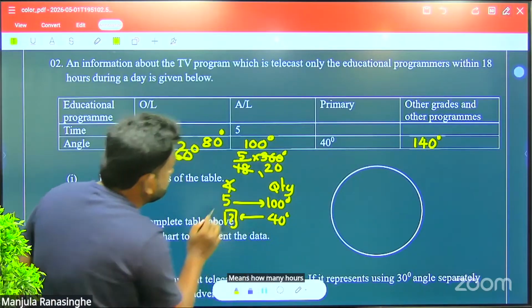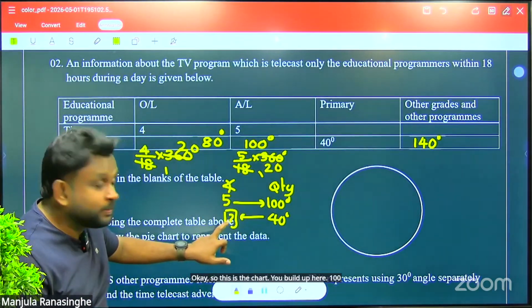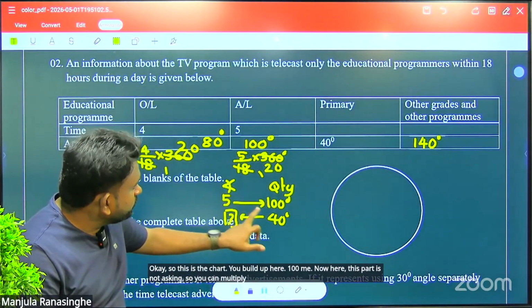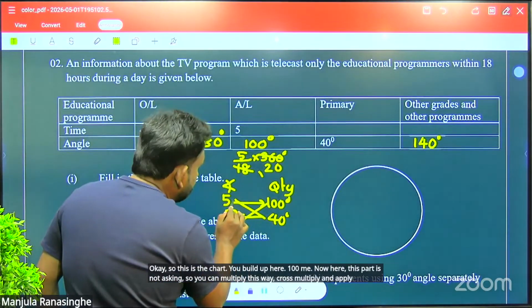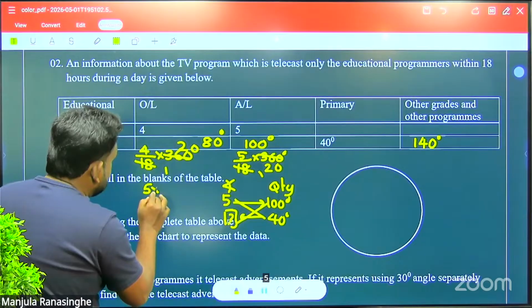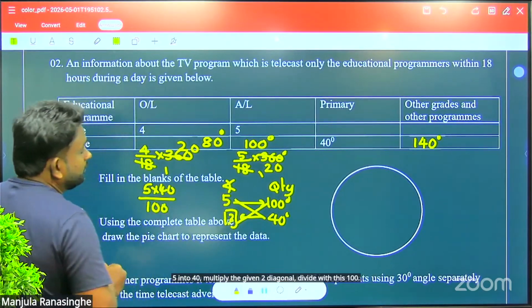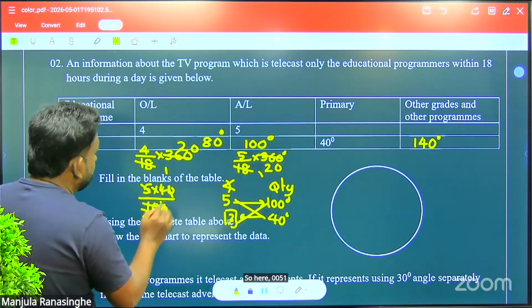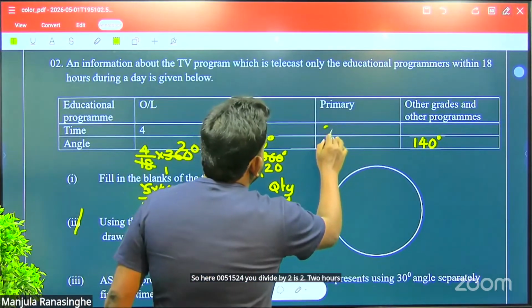Okay, so this is the chart. You build it up here. 100 means 5 hours; now this part is not asked. So you can multiply this way, cross multiply and apply. Right. 5 into 40, multiply the given two diagonal, divide with this 100. Okay, so 5 into 4 is 20, divided by 10, is 2. So here 2 hours.